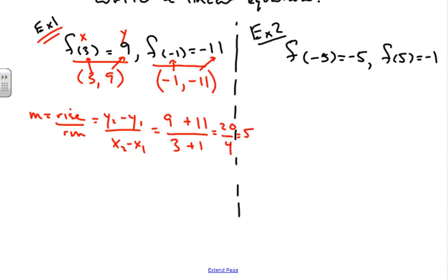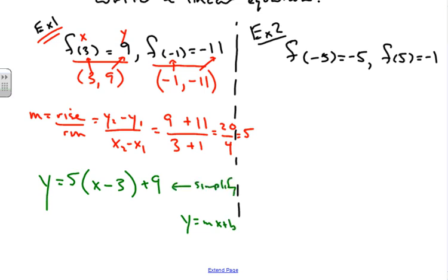Okay? Now that we have our slope, we can find the equation of our line. I'm going to use point-slope form again: y equals our slope times x minus our point, any point will do. I'm going to use 3, and then we have plus 9. If you'd like to put this in slope-intercept form, all we have to do is simplify. So y equals mx plus b form. Simplify this expression. So from here, we have y equals 5x minus 15 plus 9. And then we have y equals 5x minus 6.